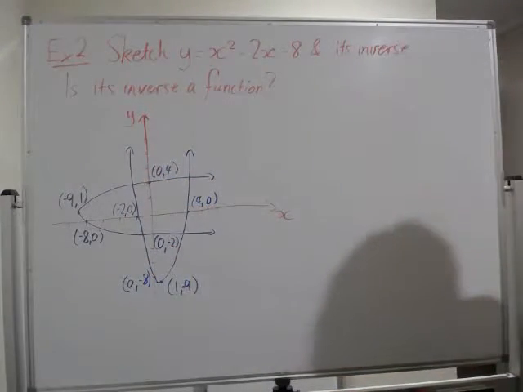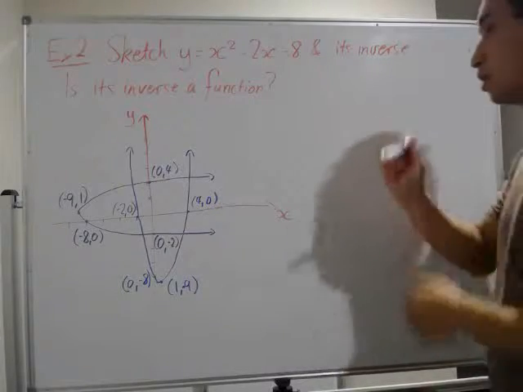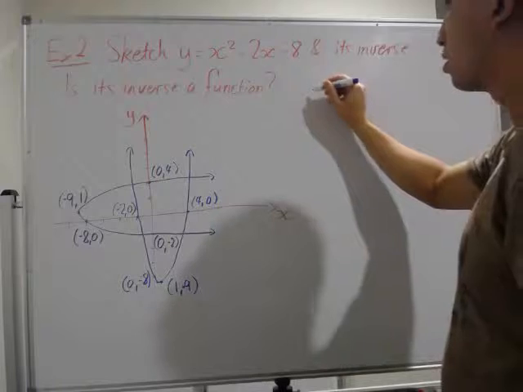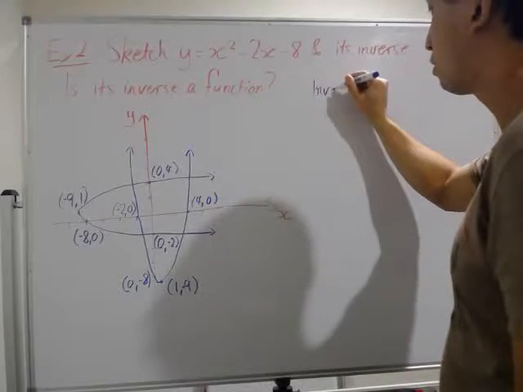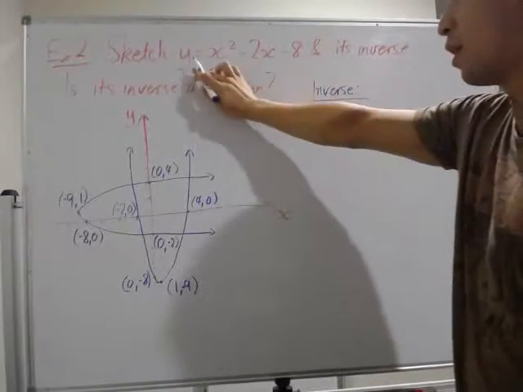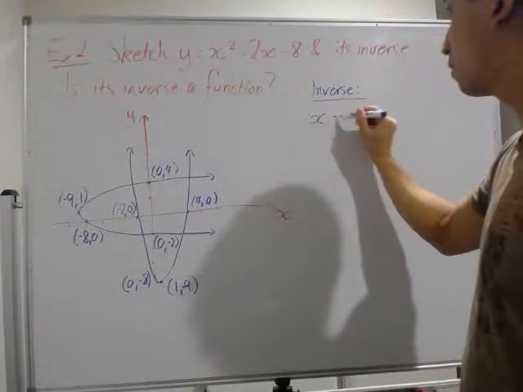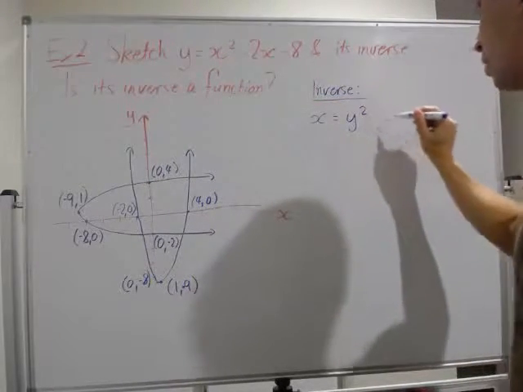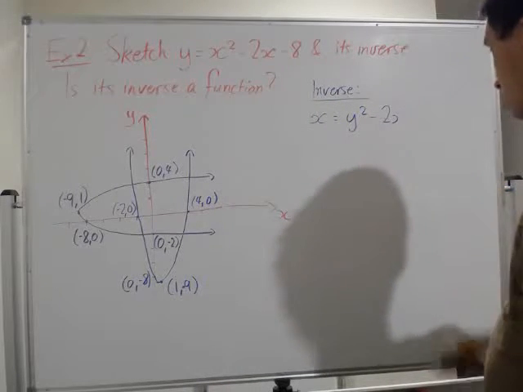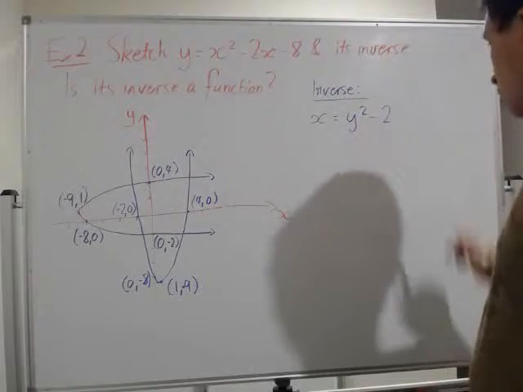But to find out the shape of the inverse, this part may be tricky because you need to swap your x and y values. So let's proceed with that. So solving for the inverse, we're going to be having x here instead of y, and all the x's turned into y. So we have y squared minus 2y minus 8.